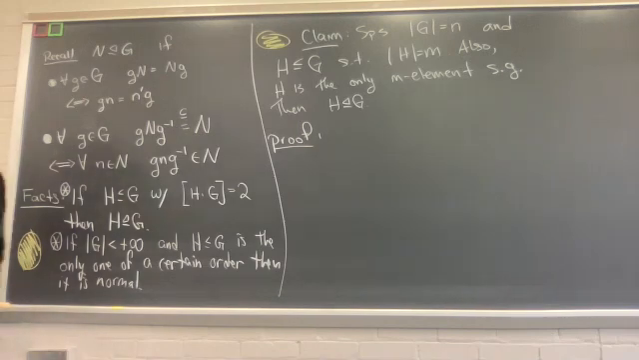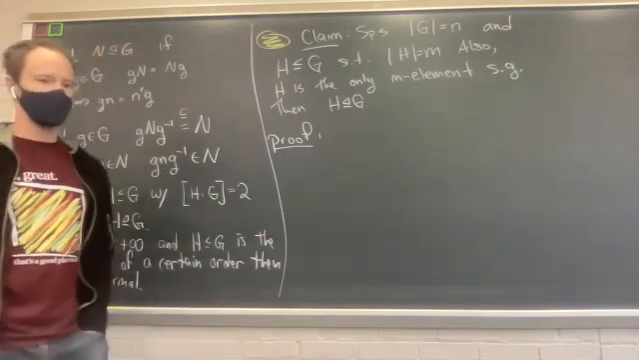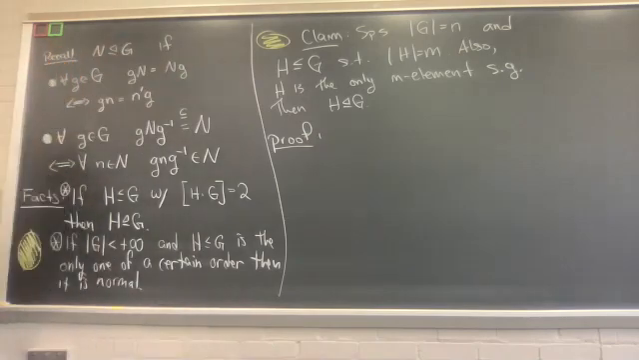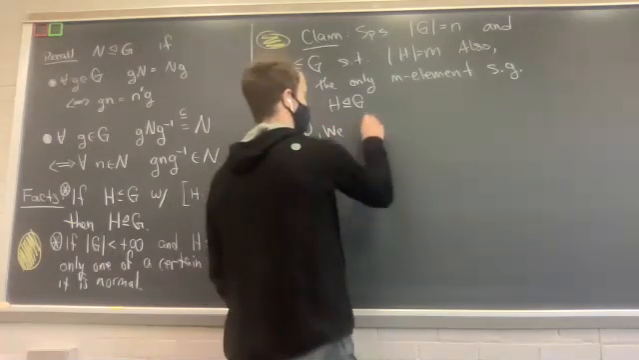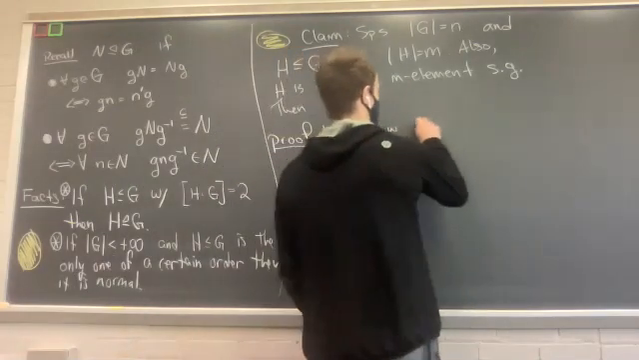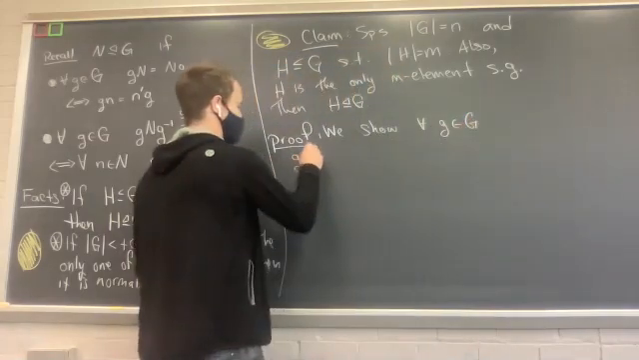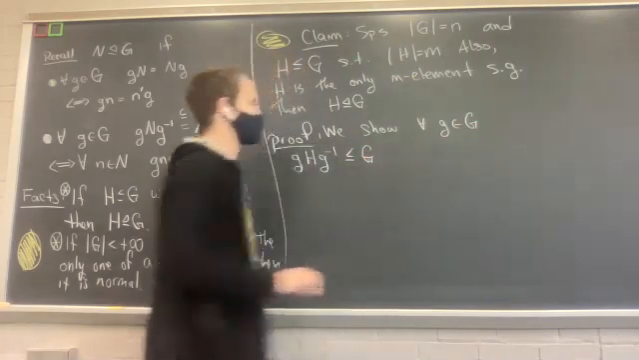Okay, so how can we do this? Well, we can do this by proving that gHg inverse is going to be a subgroup. So that's what we'll do. We show for all g in G, gHg inverse is a subgroup of G.